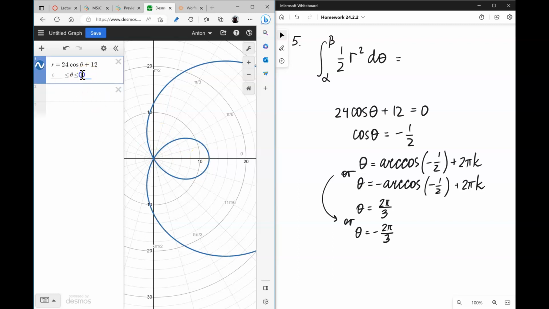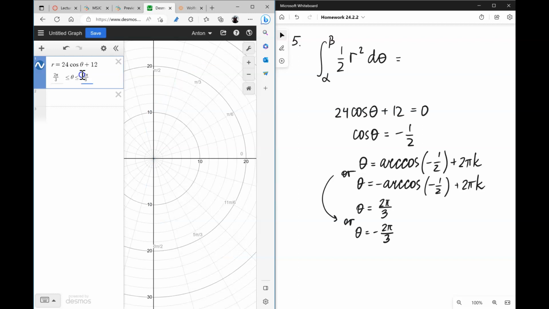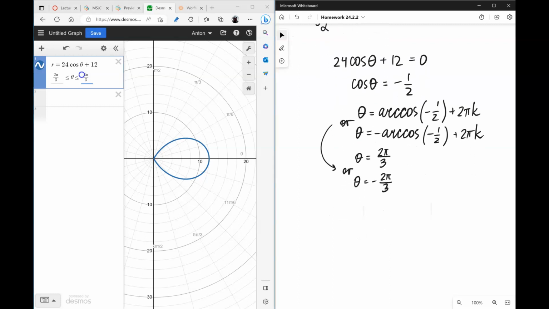So here's what we're going to do. Let's do negative 2 pi over 3 and 2 pi over 3. So that's the outer loop. But if you go from 2 pi over 3 to the equivalent of negative 2 pi over 3, which is 4 pi over 3, that's the inner loop. So that pretty much tells you the limits of integration.